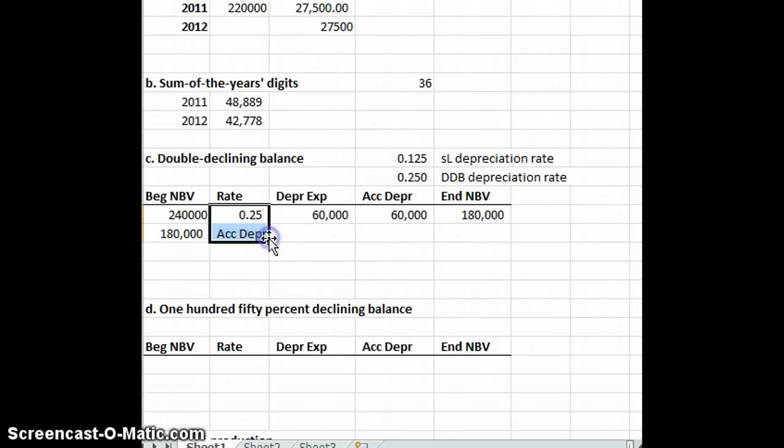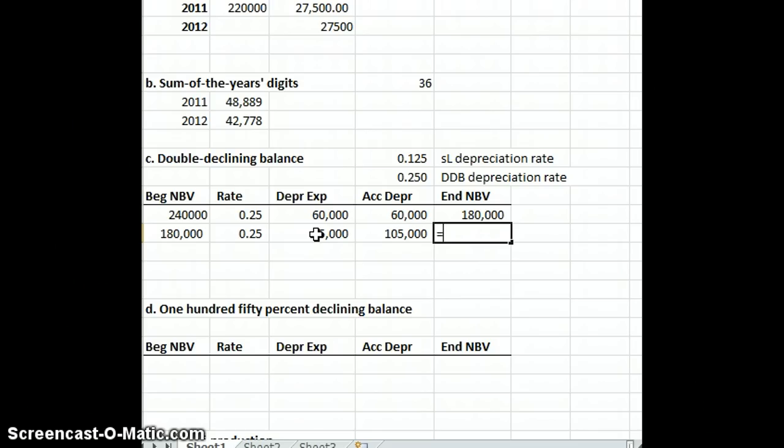Our rate remains the same, 25%. Our depreciation expense is going to be equal to our beginning net book value of 180,000 times our rate of 25%, or 45,000. Our accumulated depreciation is the total depreciation that we've taken plus this year's depreciation expense, so 105,000.